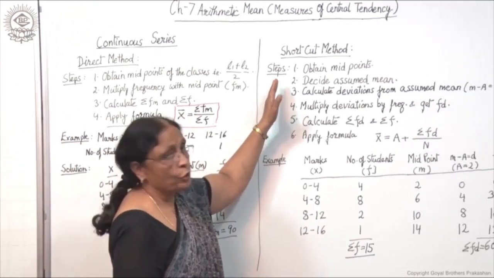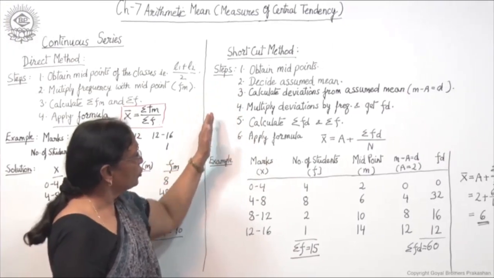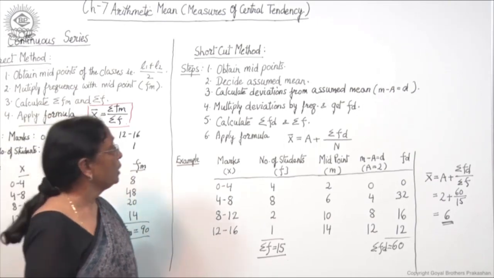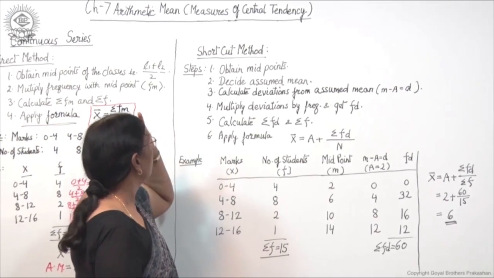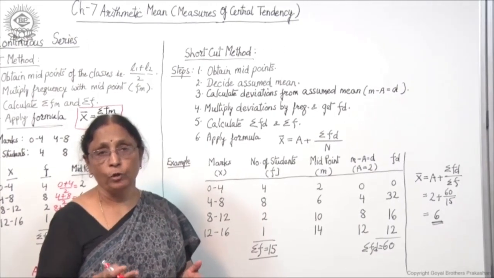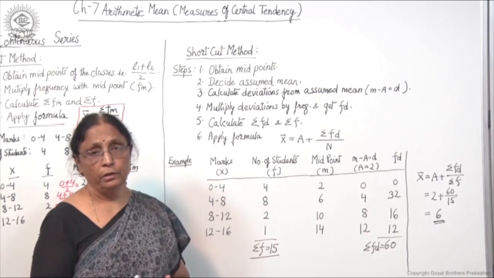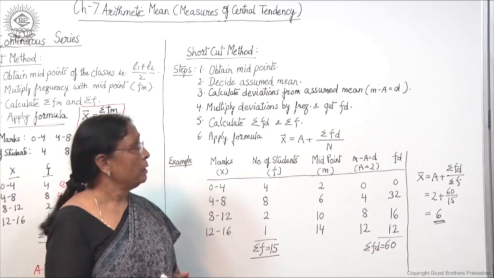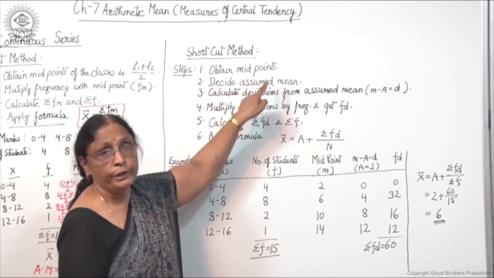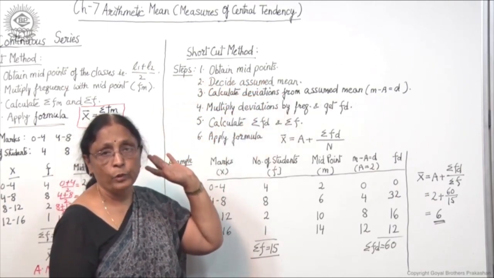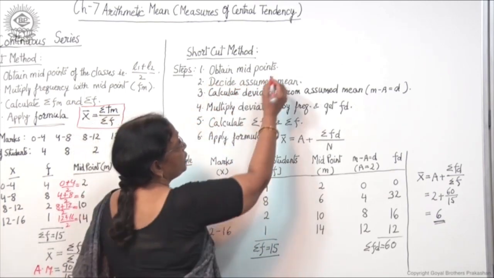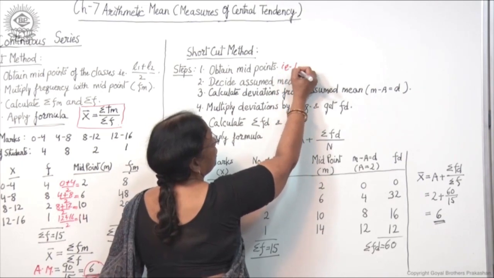Now we will move on to the shortcut method. First you should know the steps and then you will do the calculation. Now in the shortcut method, as I told you, when there is a long calculation then you have to find some shortcut method so that it is easier. So the first step is to obtain midpoints, as you did in the previous one in the direct method. These midpoints will be known as M.